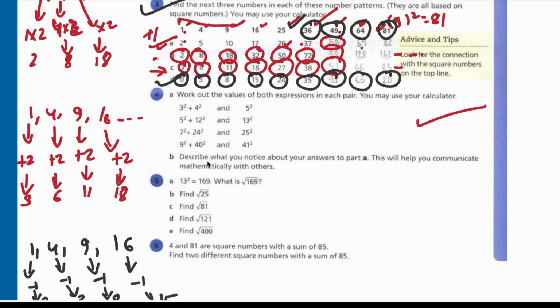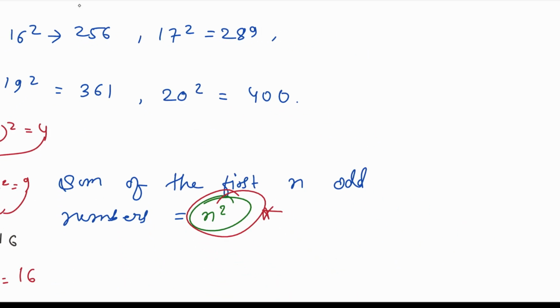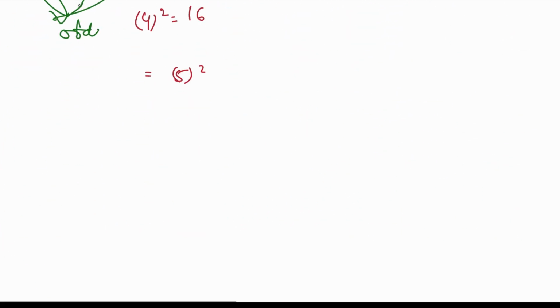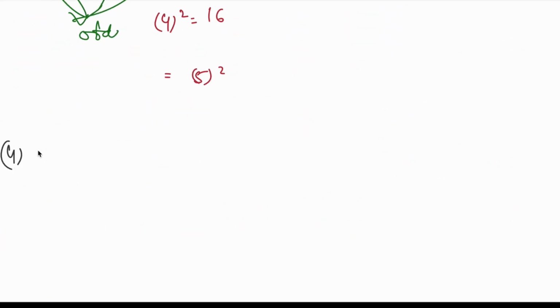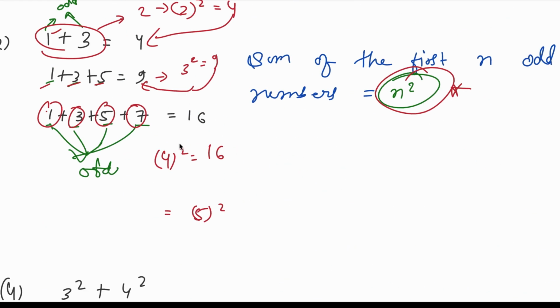And question number B says, describe what you notice about your answer to part A. This will help you communicate mathematically with others. So for question 4, the expressions are given, 3 square, 4 square.